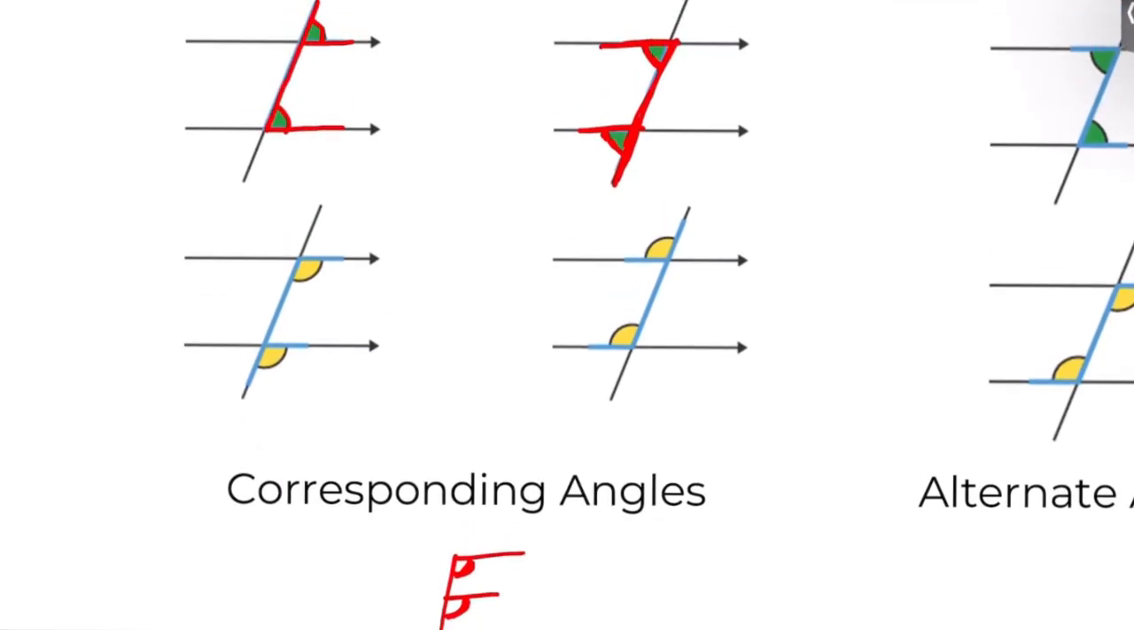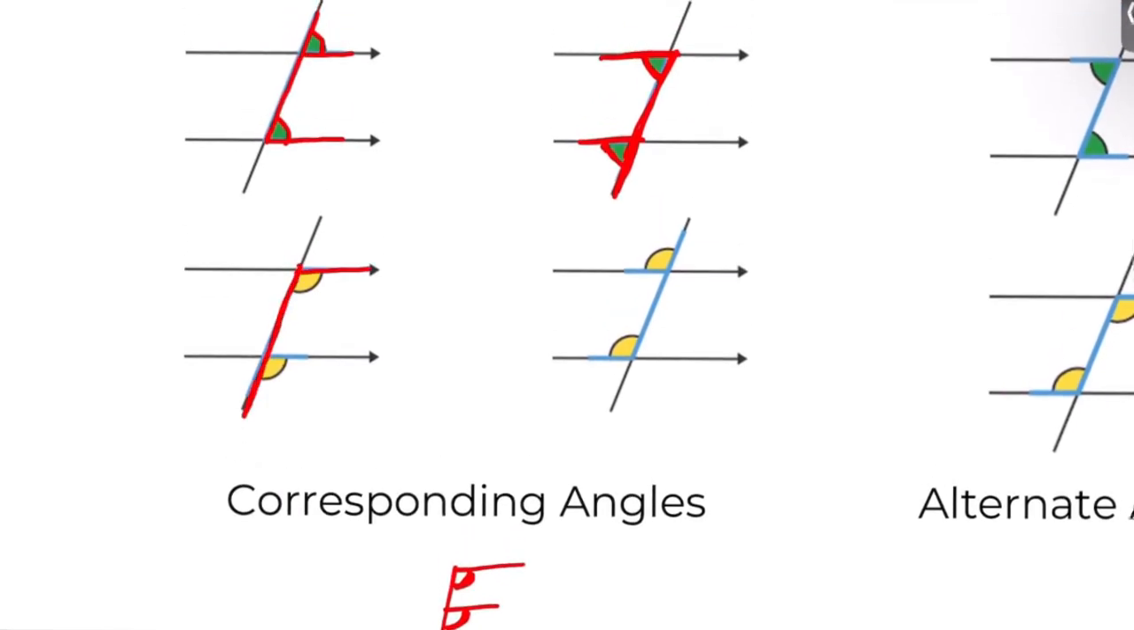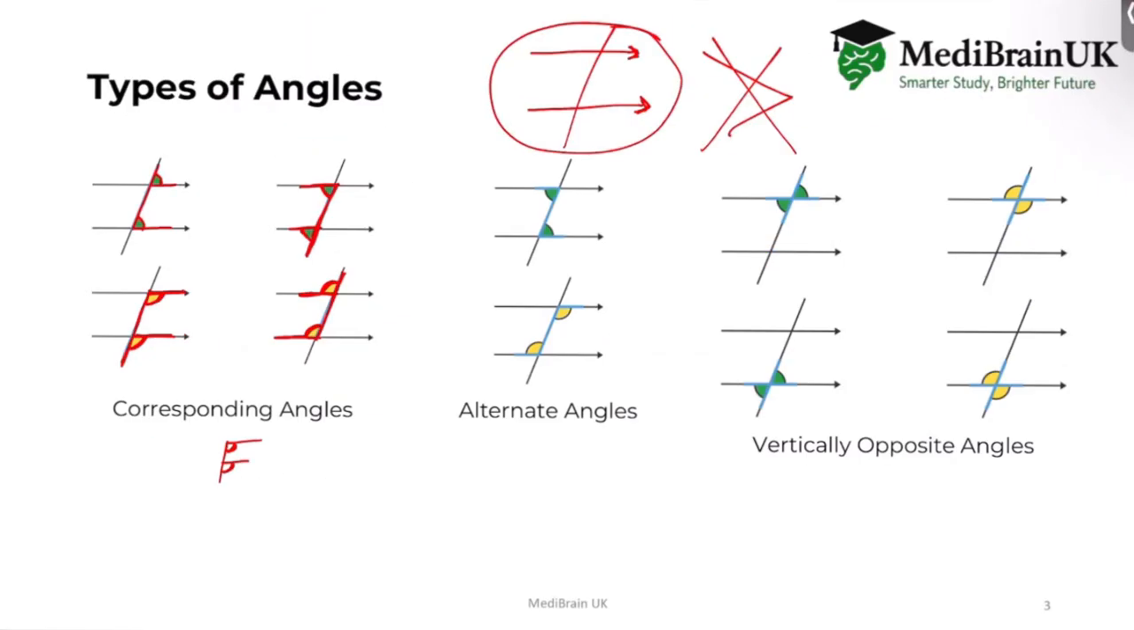Okay, when we have a look at this example, we can see another F. As you can see, the angles which are inside the F are exactly the same. And finally, over here, we have an upside down right to left F. And as you can see, the angles which are inside the F are the exact same. So that's the first type of angle that you need to be aware of.